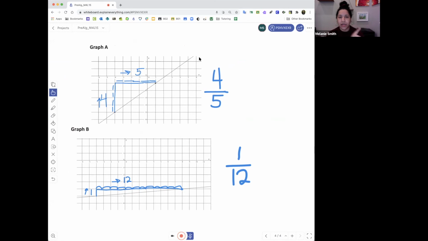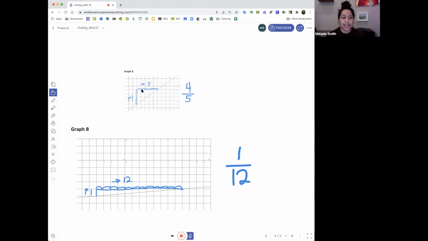So hopefully that helps you with getting slope from a graph. While we're in this unit, we're going to learn a bunch of other ways to find slope. But if you're given the graph, this is one way to do that. If you have 2 clear points that you can count from, that's how it is introduced.